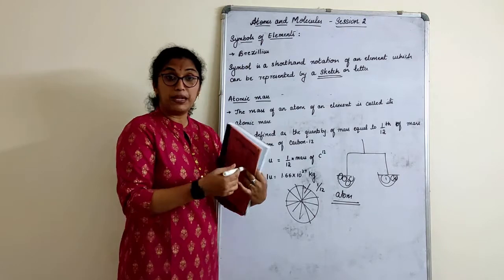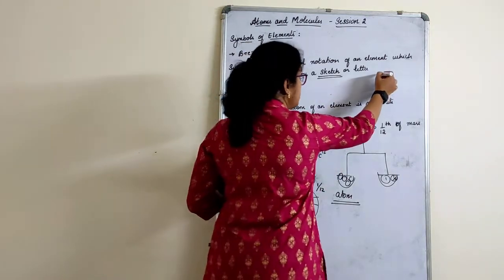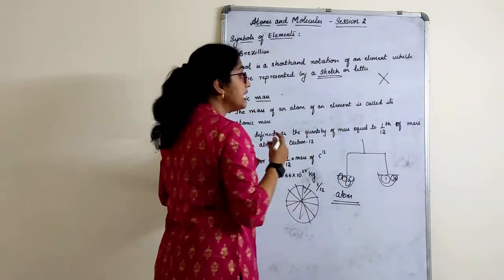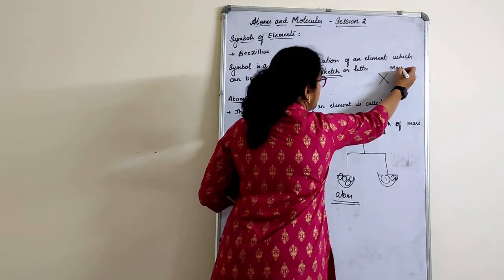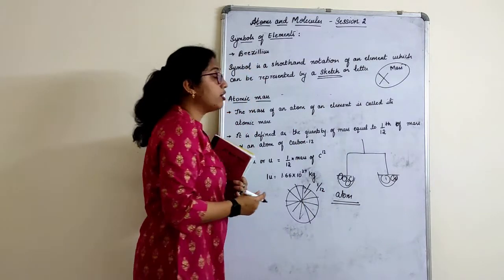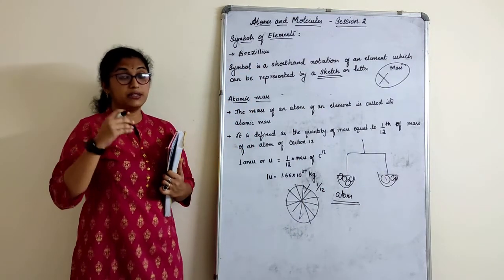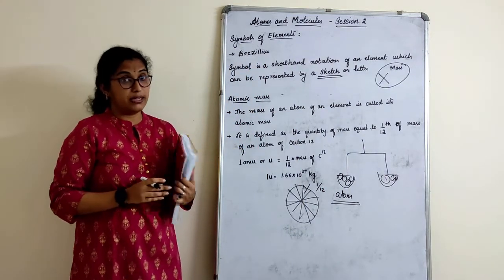Now how do we represent an atomic mass? Suppose Z or X is an element, if I represent it, the mass is written here. This you will again study further when we also discuss atom, its atomic mass and atomic number.